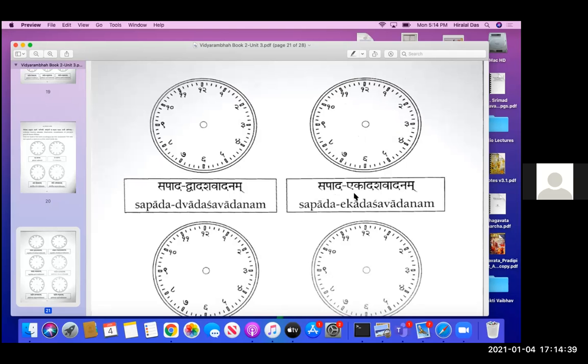So this is Ekadas. It is not Eka. If it were Eka, you would be right, but it is not Ekavadanam. It is Ekadas Vadanam, Ekadas meaning 11. So the shorthand should be here, and the longhand should be here. Next.